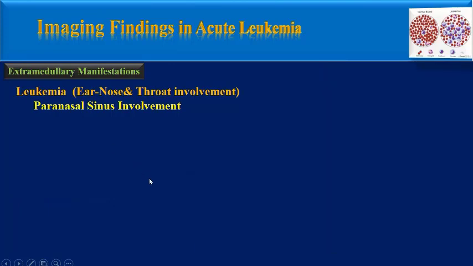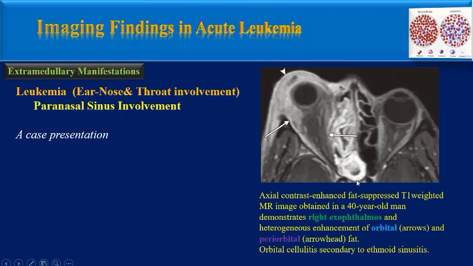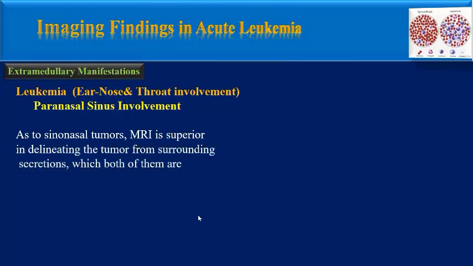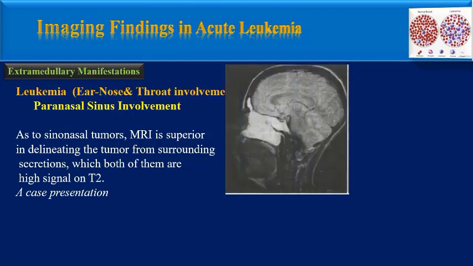Now, a case presentation. This axial contrast fat-suppressed T1 image demonstrates right exophthalmos and heterogeneous enhancement of the orbital and periorbital fat. Orbital cellulitis secondary to ethmoid sinusitis was the diagnosis. As to sinonasal tumors, MRI is superior in delineating the tumor from surrounding secretions, both of which are high signal on T2.